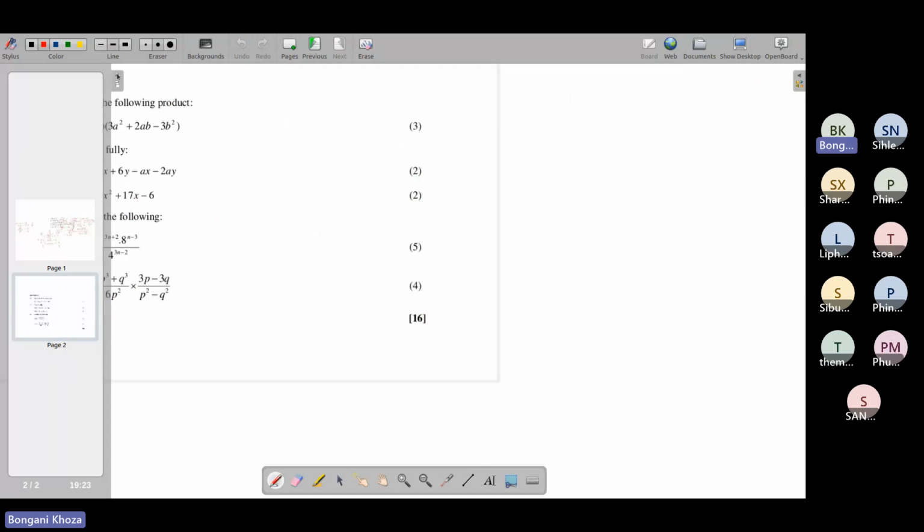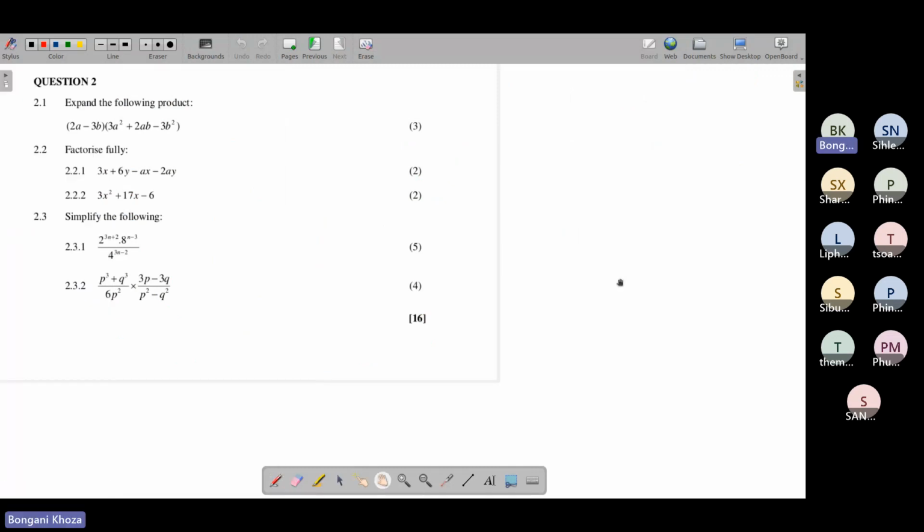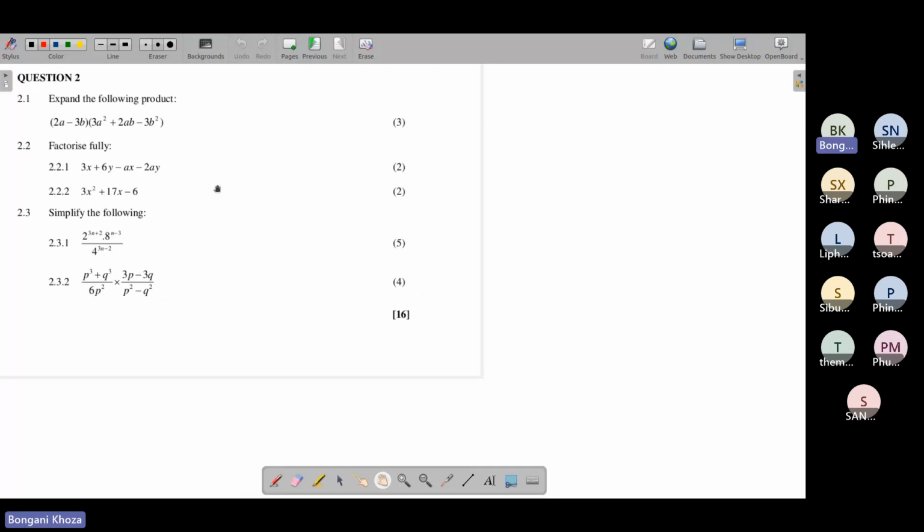So for your question 2, you were asked to expand here and get the product. So expanding, remember, we're just saying this has to multiply that, this has to multiply that, this has to multiply that, and so on and so on. So the quickest way to do that, we can just say 2a has to multiply that bracket, like that. And then minus 3b has to multiply that bracket as well.